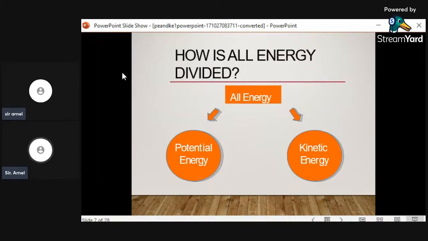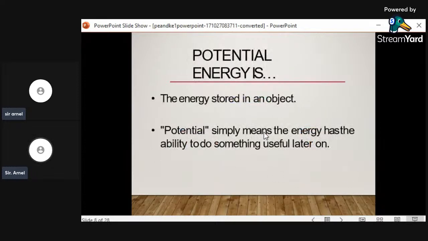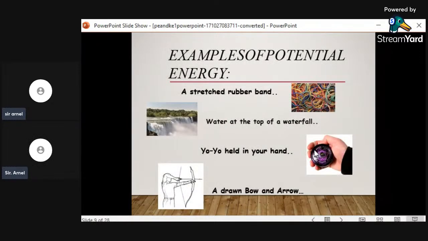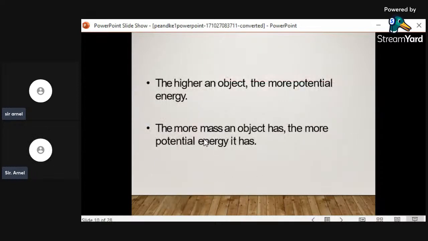How is all energy divided? It is divided into two: potential energy and kinetic energy. Potential energy means the energy stored in an object. Potential simply means the energy has the ability to do something useful later on. Examples of potential energy are a stretched rubber band, water at the top of a waterfall, a yo-yo held in your hand, and a bow and arrow.